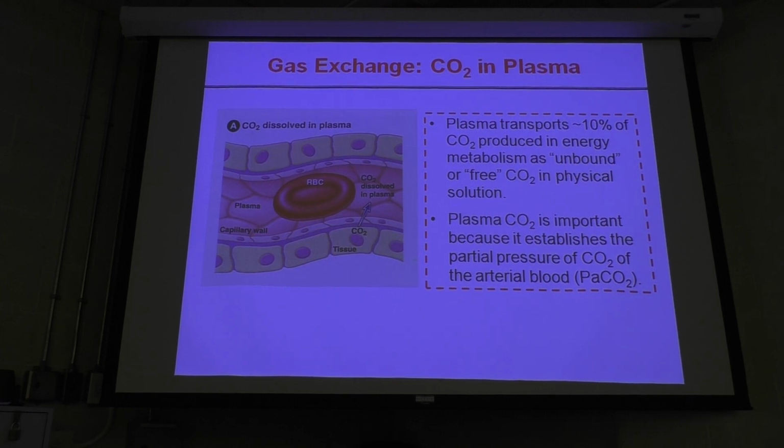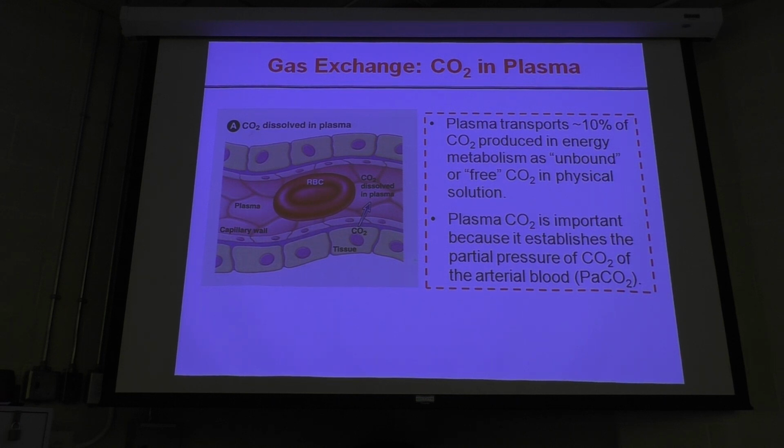So we know that plasma will transport approximately 10% of CO2 produced in metabolism as unbound or free carbon dioxide in solution. So carbon dioxide produced by the cells will basically diffuse along the pressure gradient, dissolve into plasma, and be carried that way. The plasma CO2, much like the plasma PO2, is important because it establishes the partial pressure of carbon dioxide of the arterial blood.